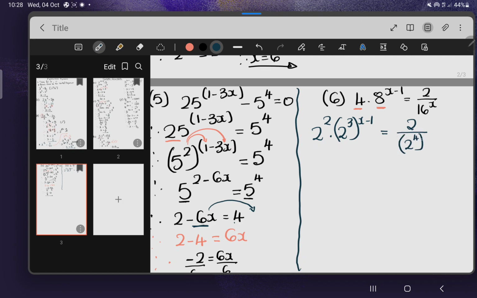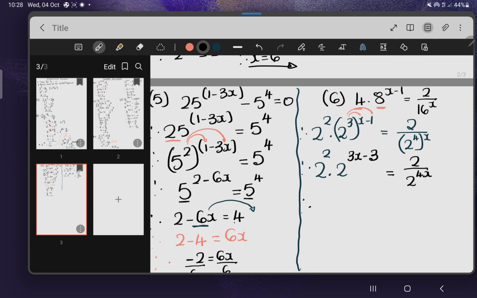But remember, we have x outside. Then what we're going to do here is to write it as 2 squared multiplied by 2 cubed. Then we're going to remove the bracket as usual. When we remove the bracket, that will be 3x minus 3. It's equal to 2 over 2 to the power of 4x.